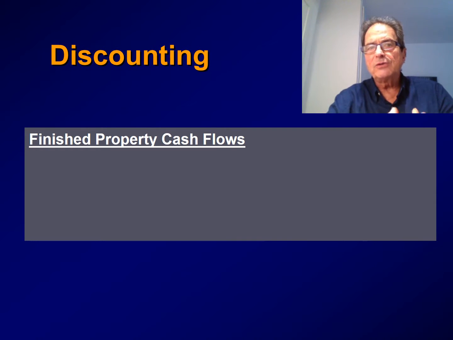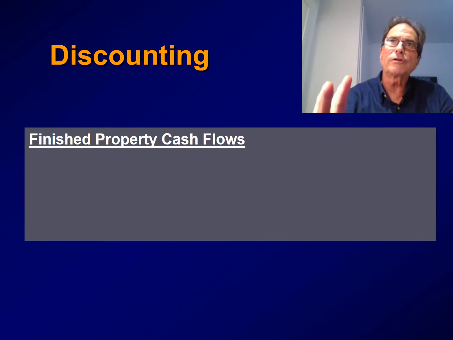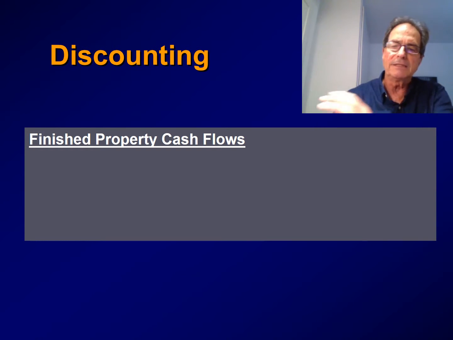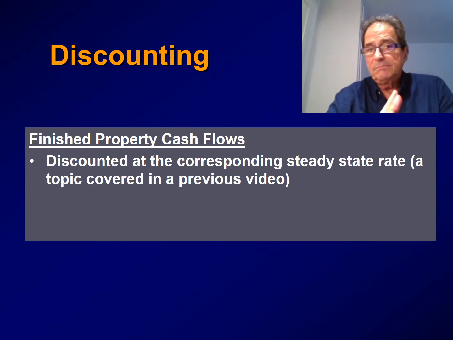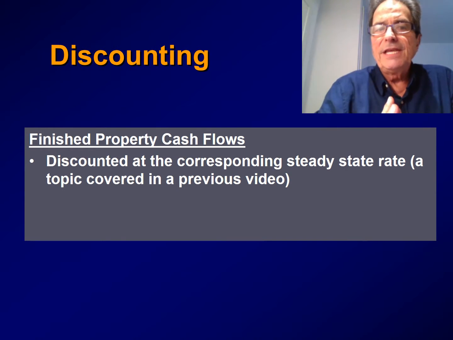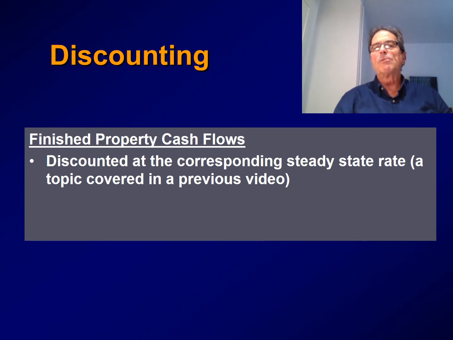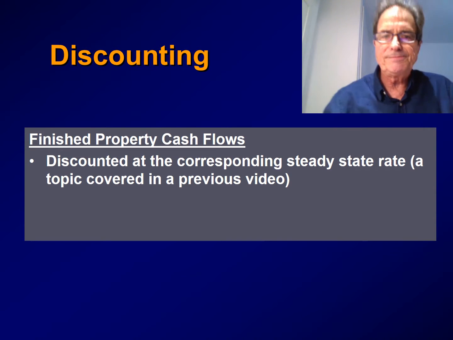How do we discount the two types of cash flows? Let's start with the finished property cash flows, so the cash flows corresponding to the property once it is built. Well, as is logical, these finished property cash flows must be discounted at the corresponding steady state rate. That is, the steady state rate that we calculated in a previous video corresponding to, for instance, a commercial property.